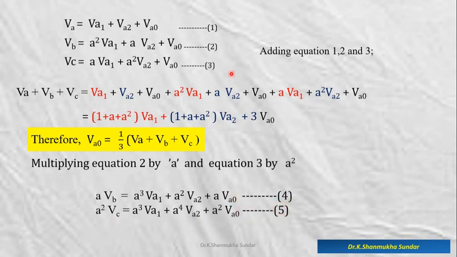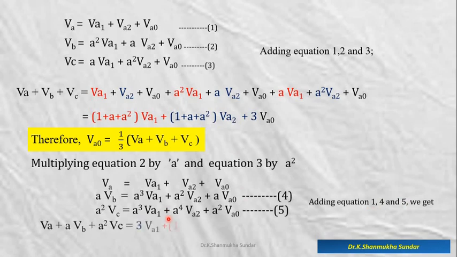Now again you add equations 1, 4 and 5. Adding equations 1, 4 and 5, the resultant will be this one. On the LHS, Va plus Vb plus Vc, so there is Va, a Vb plus a square Vc. And on the RHS you can see a cube is 1, a cube is 1. So therefore Va1 is common, it is 1, it is 1, so it will be 3 Va1.